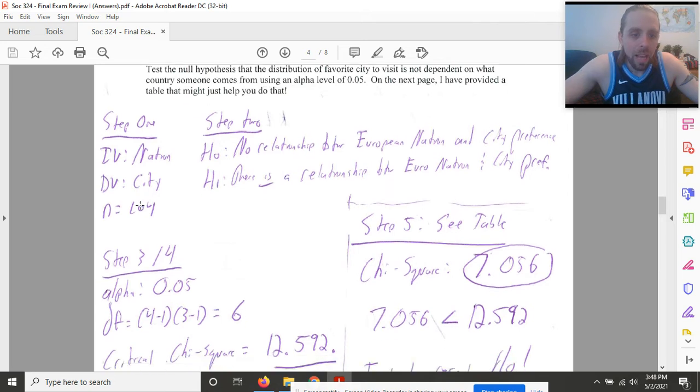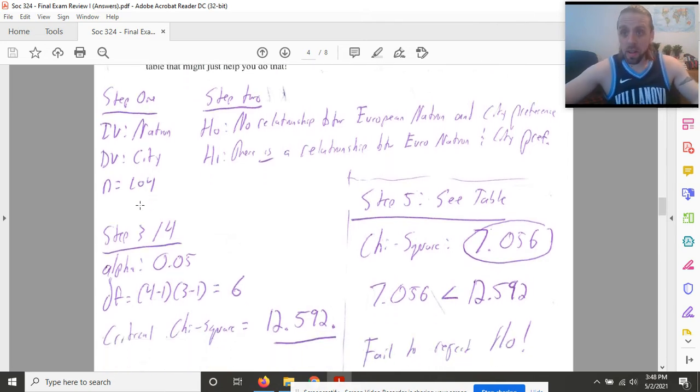Steps 3 and 4. We have a 0.05 alpha, which corresponds to 95% confidence, and we have 6 degrees of freedom. That is because it is the rows minus 1 times the columns minus 1. So 4 minus 1 times 3 minus 1, that's 3 times 2, and that was one we should all be able to do in our heads. That's 6. Look that up, and you get a critical chi-square of 12.592. That was the one thing that kind of differed from the homework.